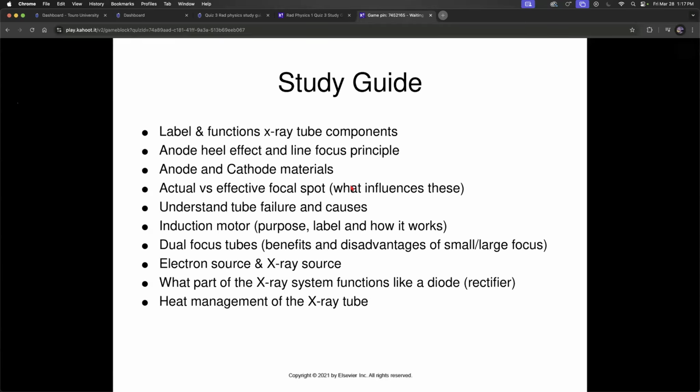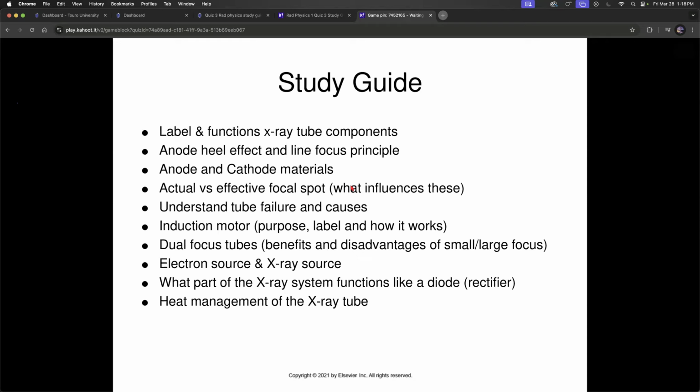If the X-ray tube itself could be considered a rectifier, and I may be jumping ahead, but I see on the slide it says what part of the X-ray system functions like a diode or rectifier. It would just be the whole X-ray tube. That'll be it.